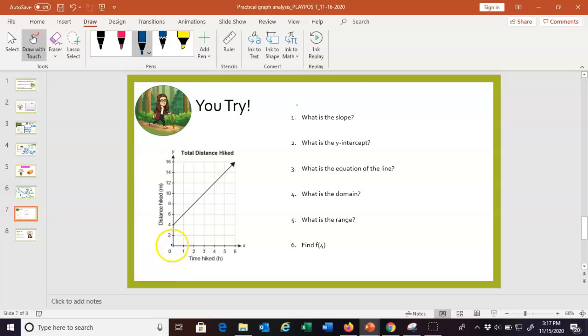So down here, the time hiked is going by 1 unit, and the distance hiked is going by units of 2. So every 2 miles and every hour along the x-axis. What is the slope? It looks like we have a 1/1 here, right? So 2/1. Remember, because the y-axis goes in increments of 2.